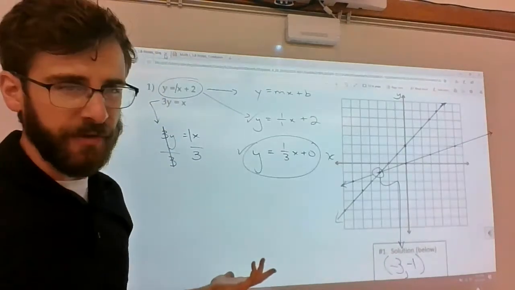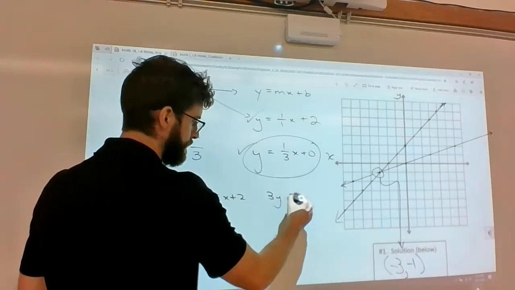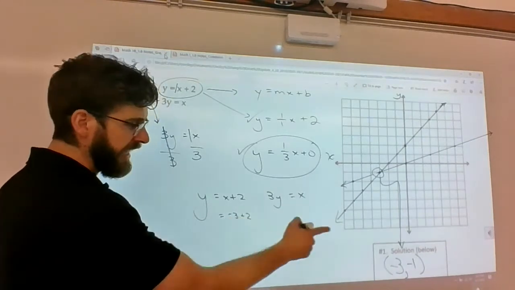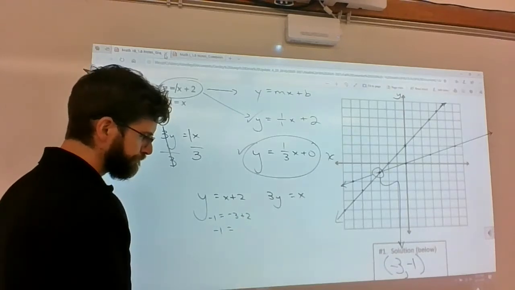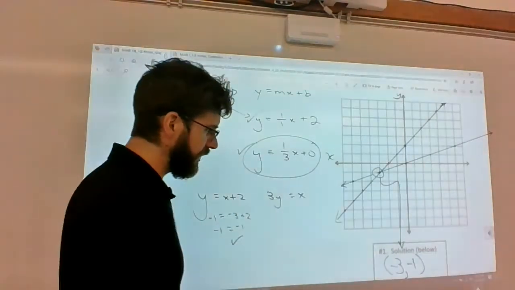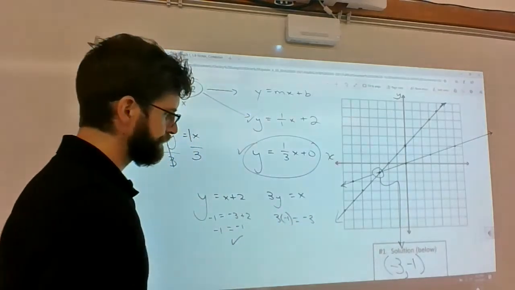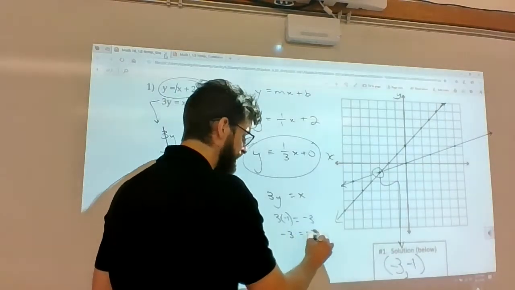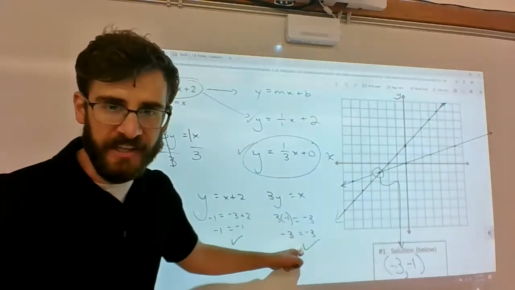Okay, so just showing you what that means. Here are the two original equations. Plug in -3 for x. Plug in -1 for y. Does -1 equal -3 plus 2? Yeah. So it checks out for that equation. Over here, you plug in -3 for x and -1 for y. Does 3 times -1 equal -3? It does. This is the only pair of numbers that makes both of these true.